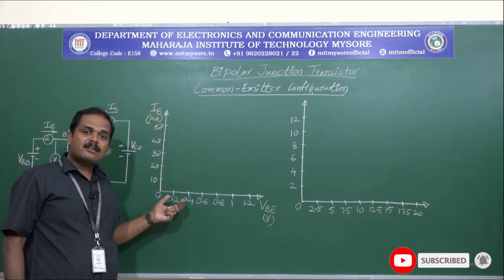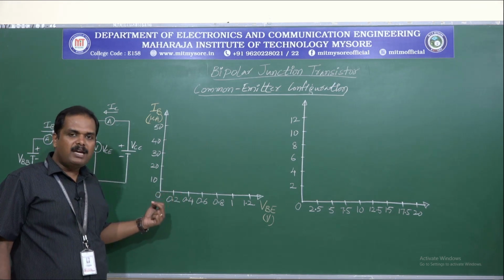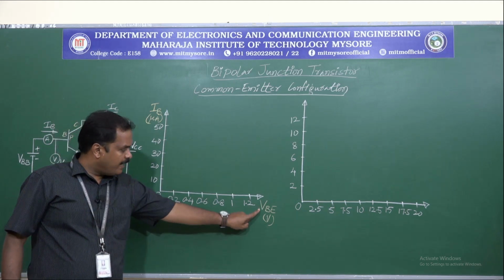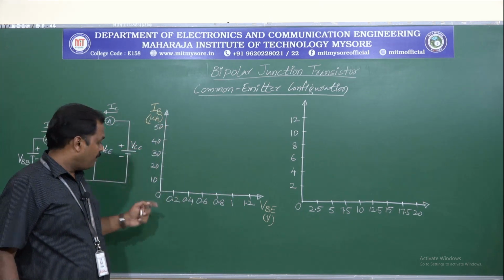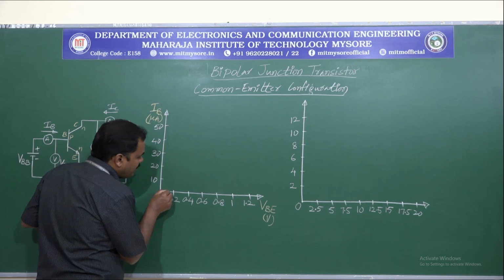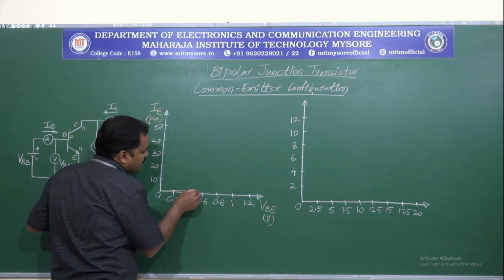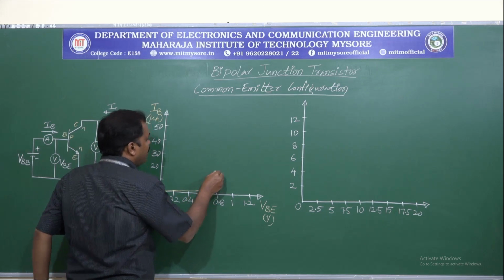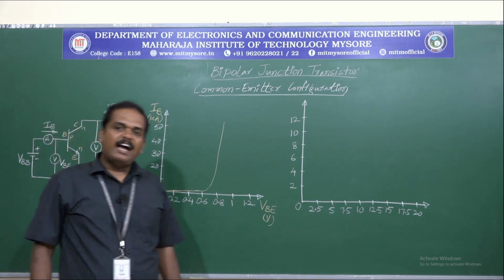So the input characteristics of common emitter look similar to the common base configuration's input characteristics. Again here we'll vary VBE, and the corresponding changes in IB will be noted down. As we go on increasing VBE, a small current flows in the transistor, and as we cross 0.7 volts there will be a sudden shoot up in the input current IB.